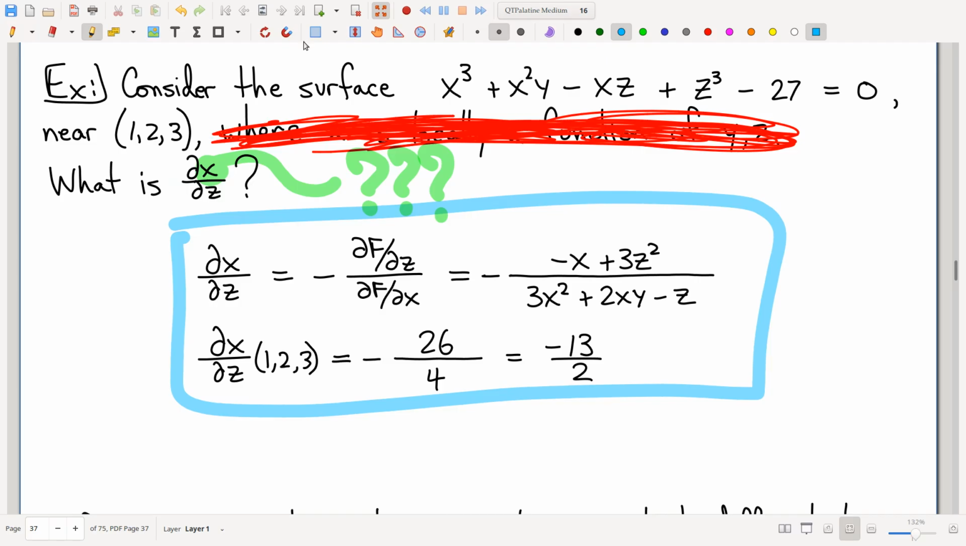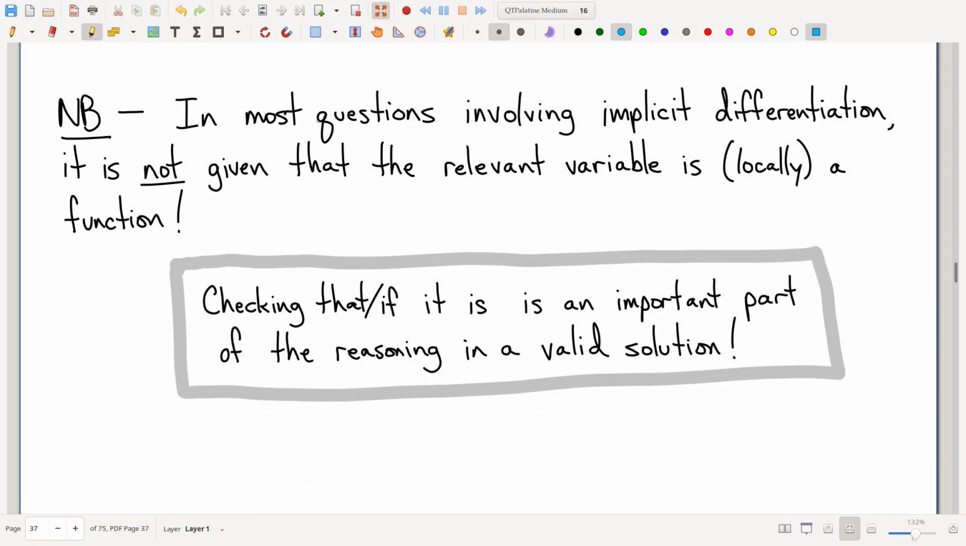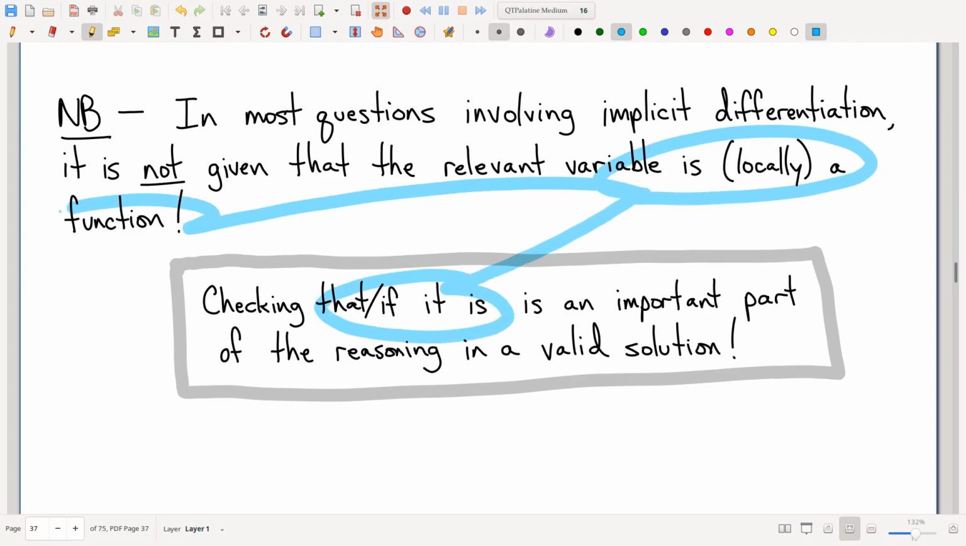Again, these are about equally important, and certainly checking that the relevant variable is locally a function, that's probably about half the points. So again, heads up. Okay.